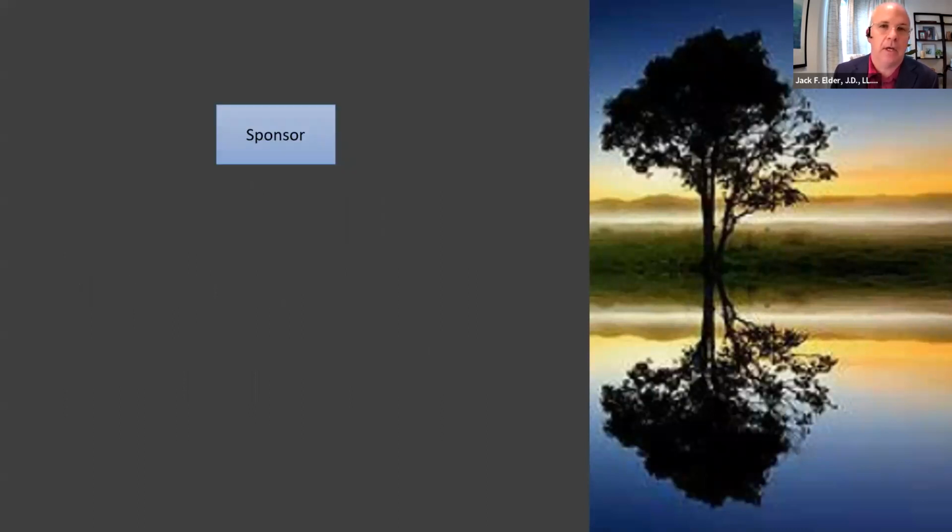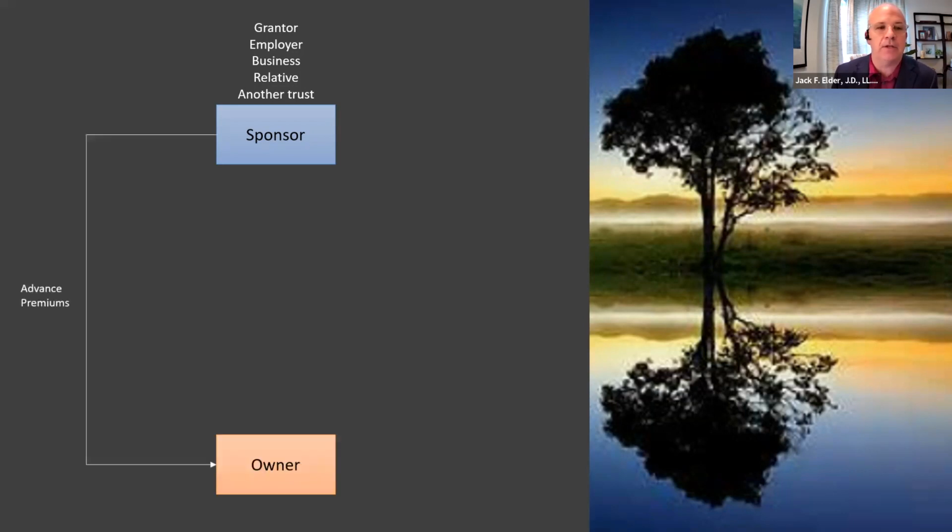We have a plan sponsor, and that plan sponsor could be the grantor, with their trust. It could be an employer and an employee, or an employer and the employee's trust. It could be a business owner's business. It could be a relative of the insured. It could be another trust that the insured is in some way connected to. The plan sponsor advances premiums to whoever is going to be the ultimate policy owner in exchange for interest and the promise to be repaid. Now, there are two different types of Split Dollar.